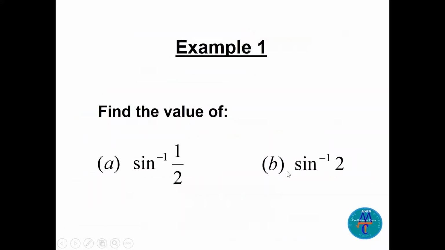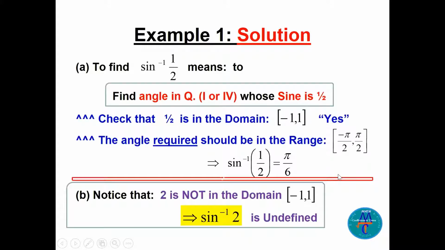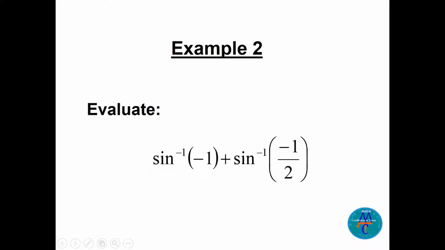Now the second one, find sine inverse of 2, which means find the angle whose sine is 2. There is no angle like that. Simply, you can see that 2 is not in this domain. The domain of the inverse is closed minus 1 to 1. 2 is outside, it is not there. So sine inverse of 2 is undefined. There is no angle like that.